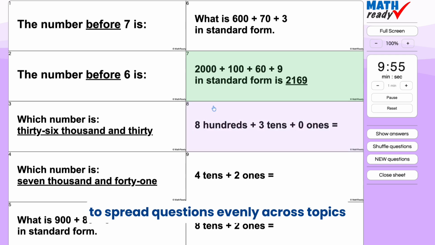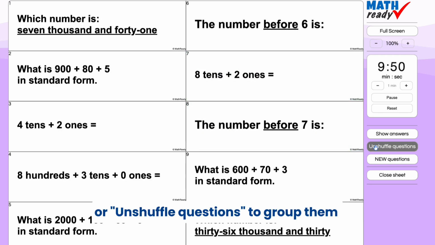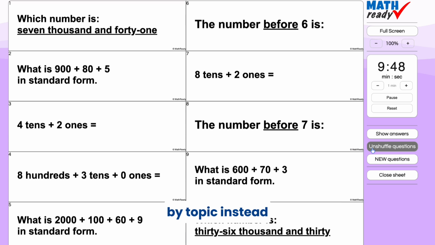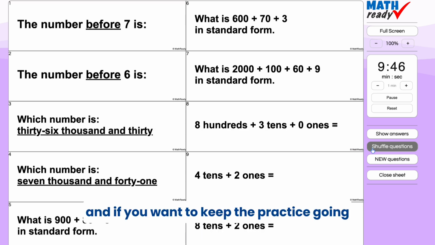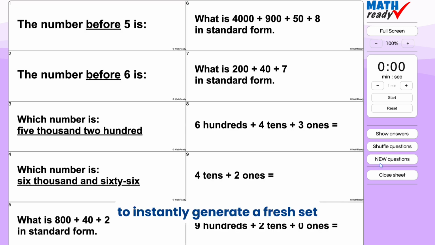To spread questions evenly across topics, click Shuffle Questions or Unshuffle Questions to group them by topic instead. And if you want to keep the practice going or revisit a topic, click New Questions to instantly generate a fresh set without leaving the page.